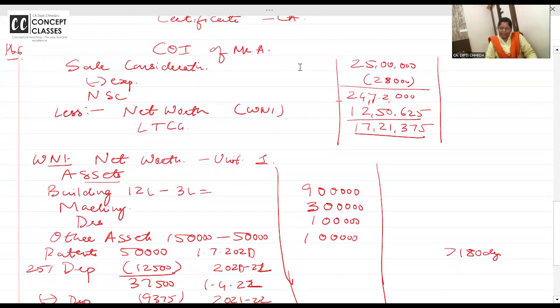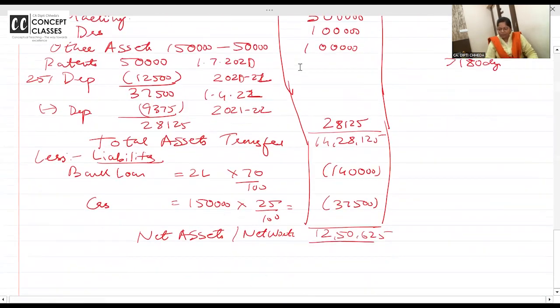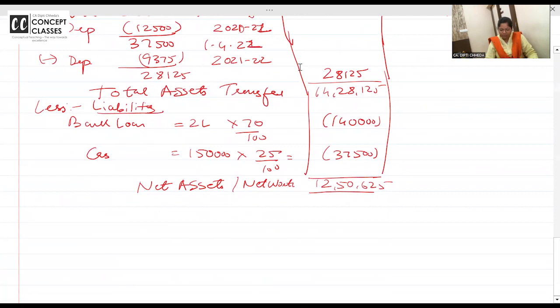Sale consideration minus expense gives net sale consideration. Is this easy or not? And this patent they have acquired only in 2020. So if one asset is used for more than these years, it's all long term. Let me discuss, and you all do the next problem on your own.